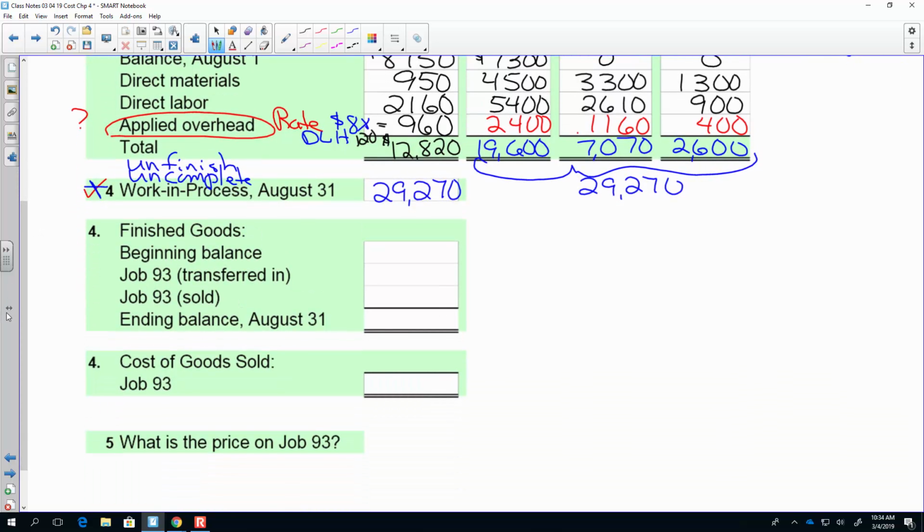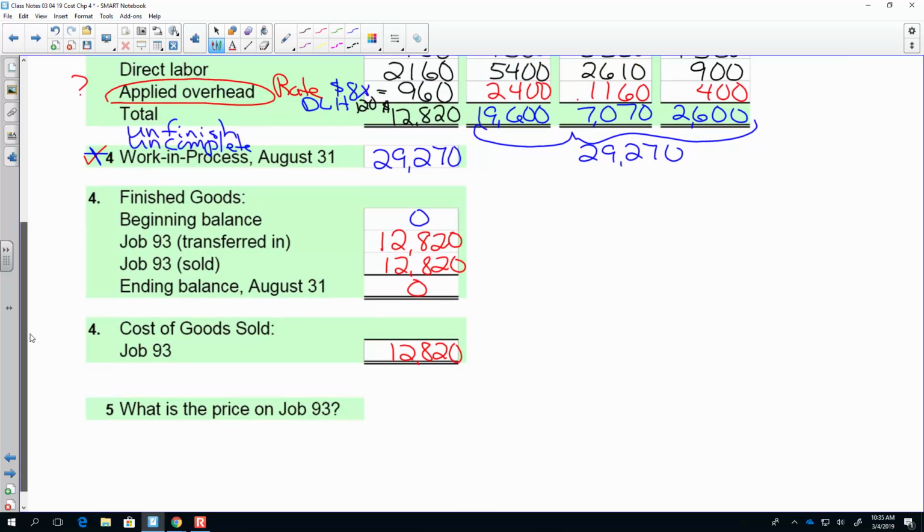Finished goods had a beginning balance, they didn't tell us any different, of 0. We completed job number 93, so we took it out of WIP, put it into finished goods, and right away we sold it. Comes out of finished goods, and we have a balance of 0. And obviously our cost of goods sold is, since there's only one job, we don't have to add any together, right?